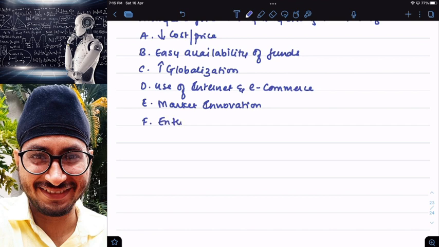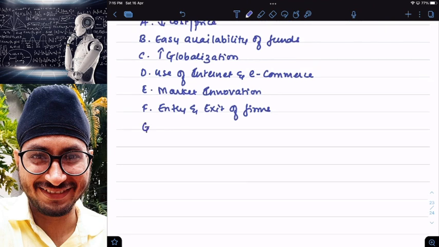Entry and exit of firms. Clear? When a new firm enters into the market, try to ensure that your market share doesn't reduce. And when an existing business closes and goes out of the market, try to ensure that your market share increases. Clear? Then we have product innovation.